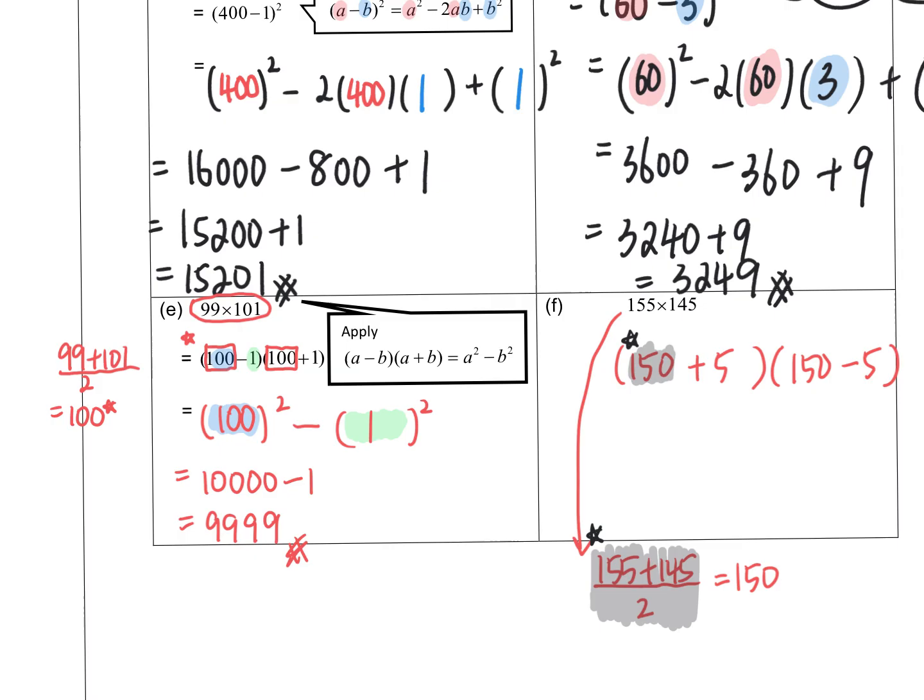Is that actually tested in the number? Yes. 155 times 145. Okay. So if you cannot decide why is it 150, you add up the two given numbers, divide by 2, it will give you 150. Okay. So if you use the formula, it is 150 square minus 5 square.